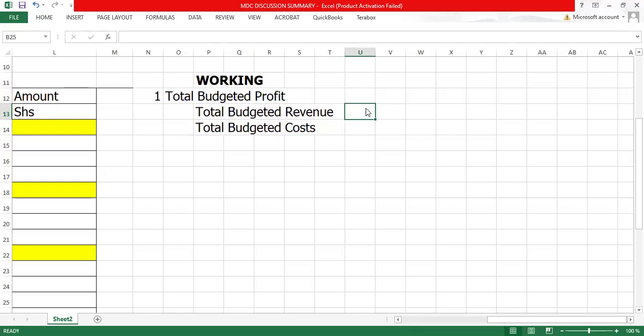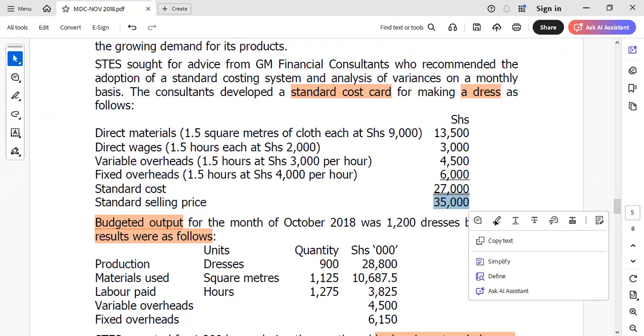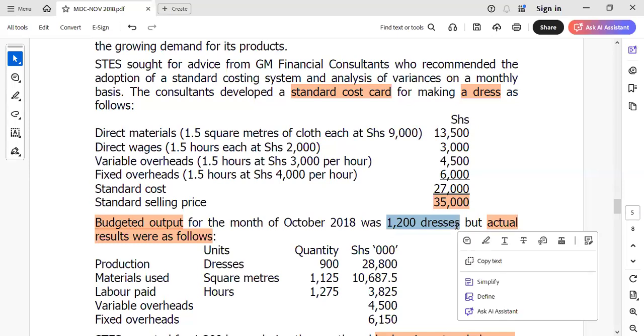For me to get budgeted revenue, I go back to my working, or rather my scenario. Of course, I need revenue. You are given the standard selling price. And if I have the standard selling price, what was my budgeted output? I had budgeted to sell how many dresses? The budgeted output for the month of October 2018 was 1,200 dresses. That's what the company had budgeted for.